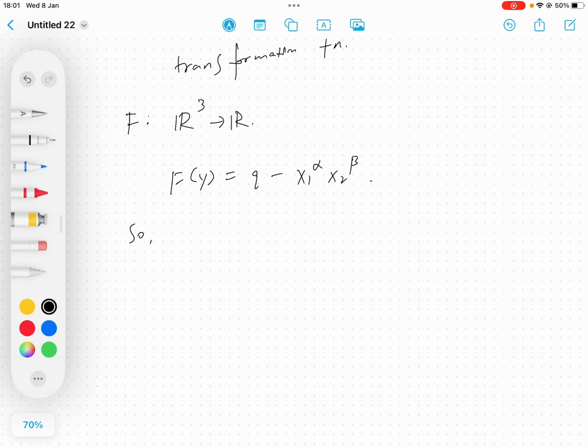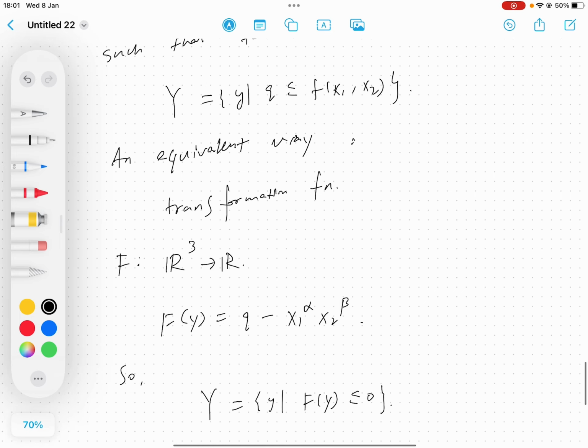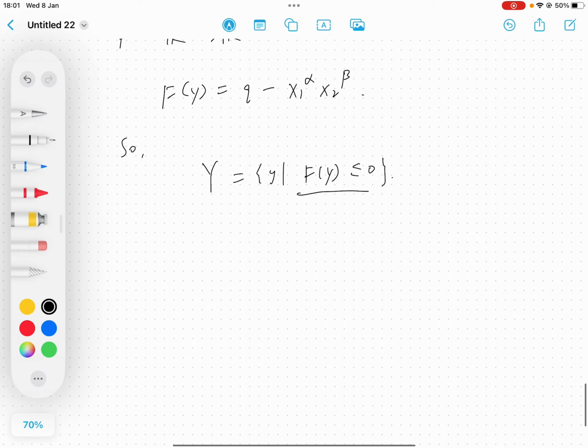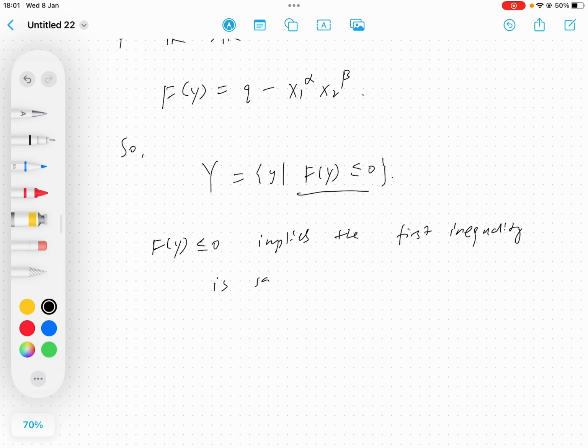So again, using this notation with the transformation function, to define our capital Y, that'll be the set of all those little y's where F of y is less than or equal to 0. So we can see that they're talking about exactly the same thing, just using different notations. Where F of y less than or equal to 0 implies the first inequality to hold. That means that this little f has to be the maximum amount that we're going to produce. Q cannot exceed the maximum amount of little f.